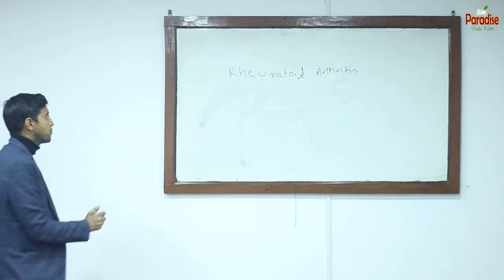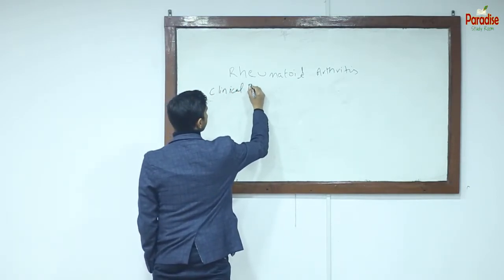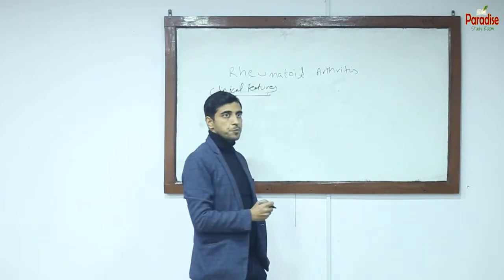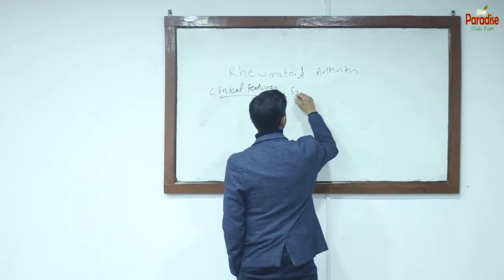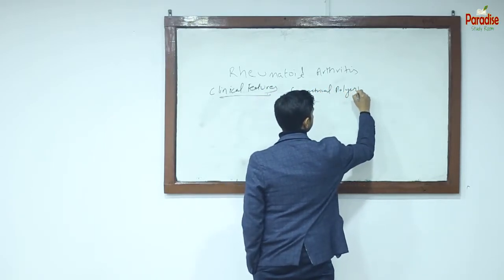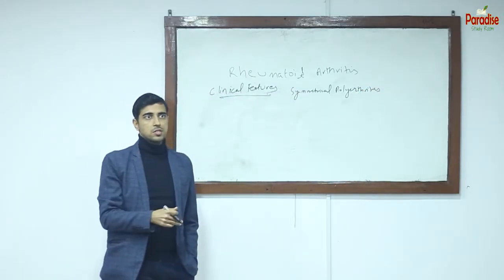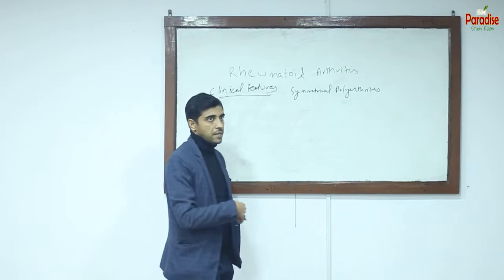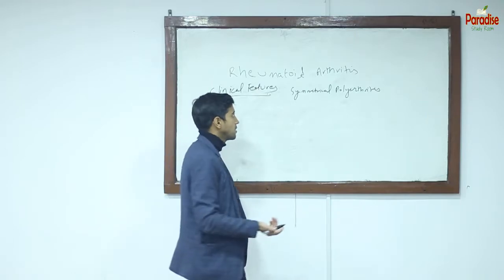Let's talk about the clinical features of rheumatoid arthritis. It basically affects the joints, primarily the synovial joints. It is a symmetrical polyarthritis. Polyarthritis means 5 or more joints are affected. Symmetrical means both sides of the body are affected symmetrically. It's a polyarthritis, not oligoarthritis, not monoarthritis.